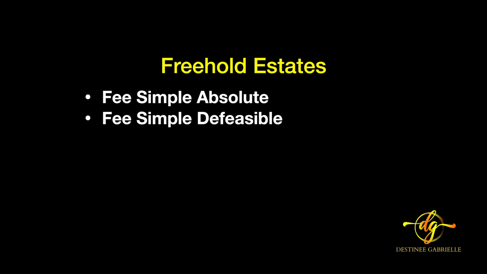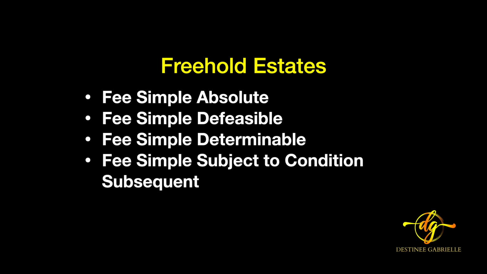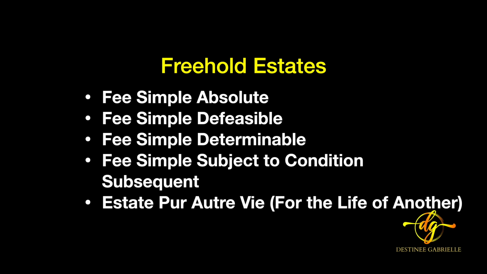We have fee simple defeasible. Fee simple determinable, which means it could be used for one reason or in one way. Then we've got fee simple subject to condition subsequent, which means you can use it in 100 ways except one. And then you have the estate pur autre vie, which is for the life of another. So it's a life estate. And then you've got the conventional life estate.